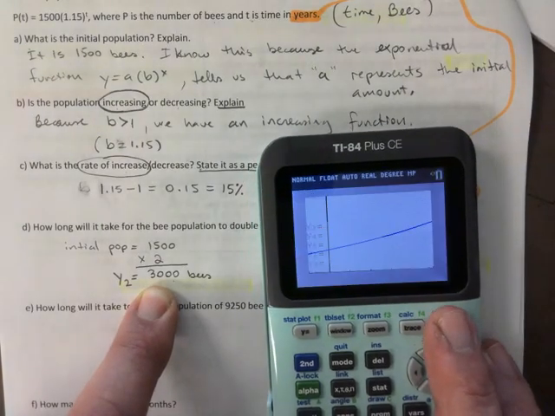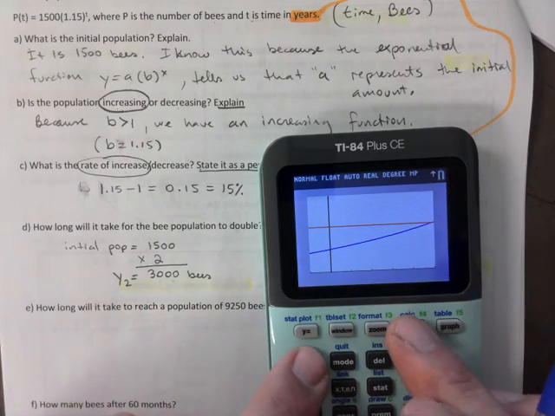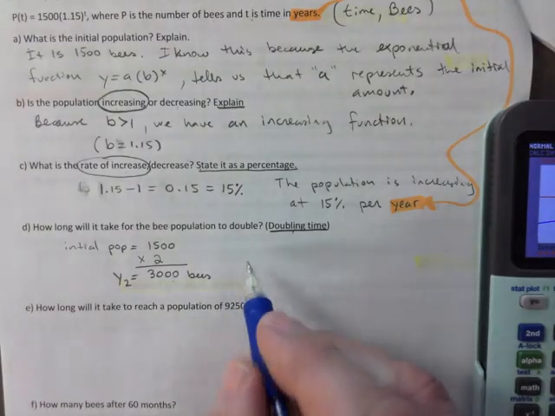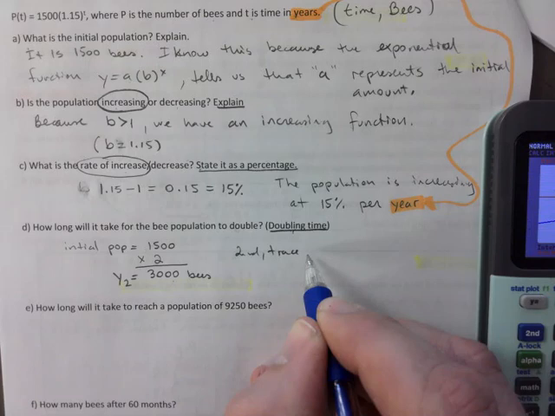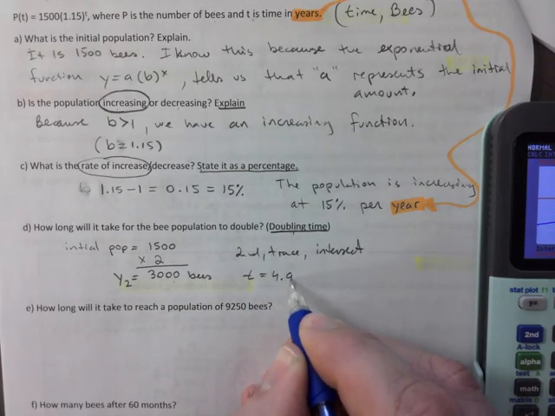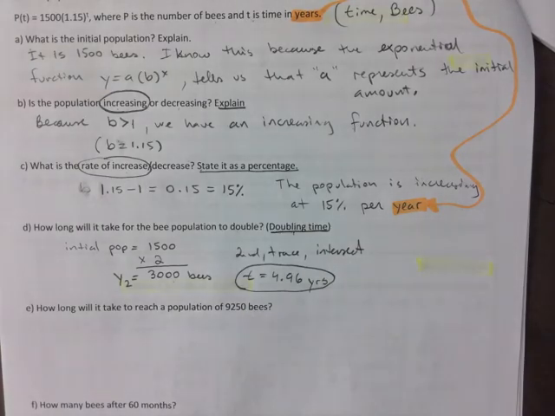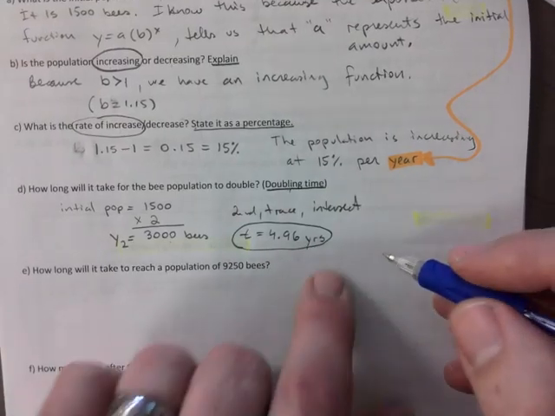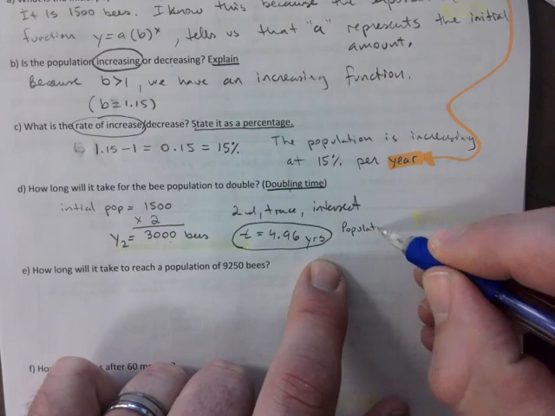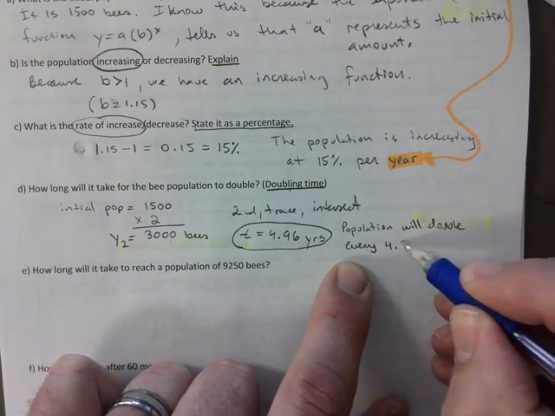And you may have to adjust your window. Okay. There it is. It's where it crosses here. It's a little tight, but I think it'll work. Second trace 5. Enter, enter, enter. And it was able to find it. So second trace intersect. And I get that time is 4.96 years. In this case, years. Let's explain what you just found. This is the doubling time. Population will double every 4.96 years.